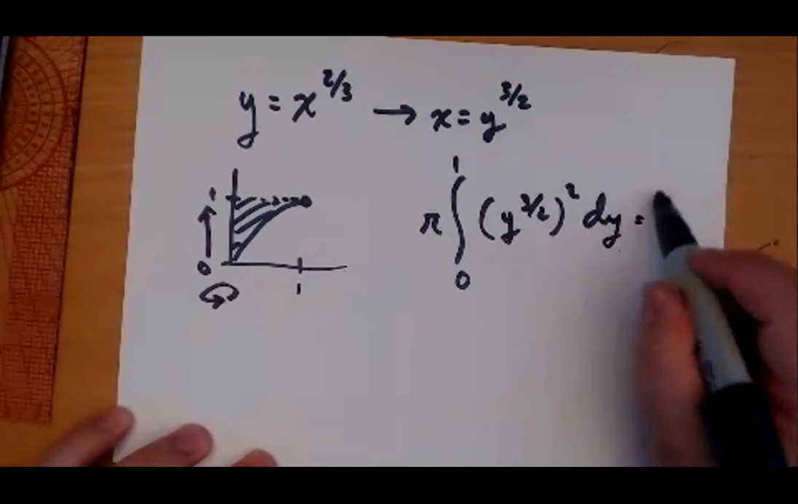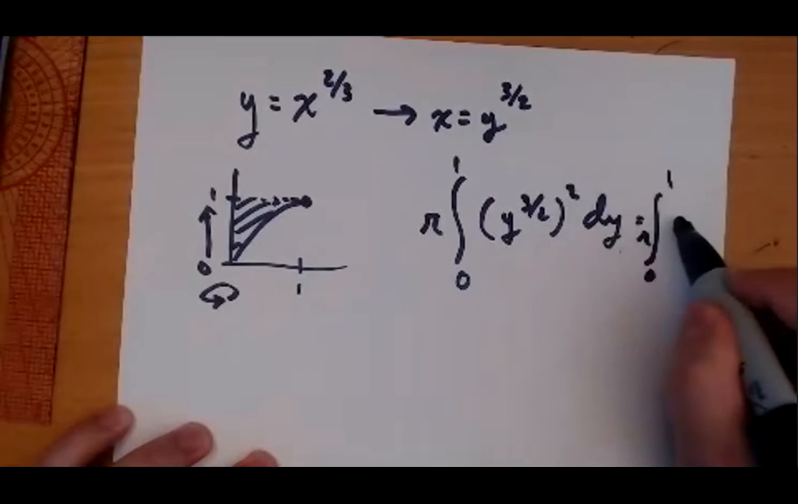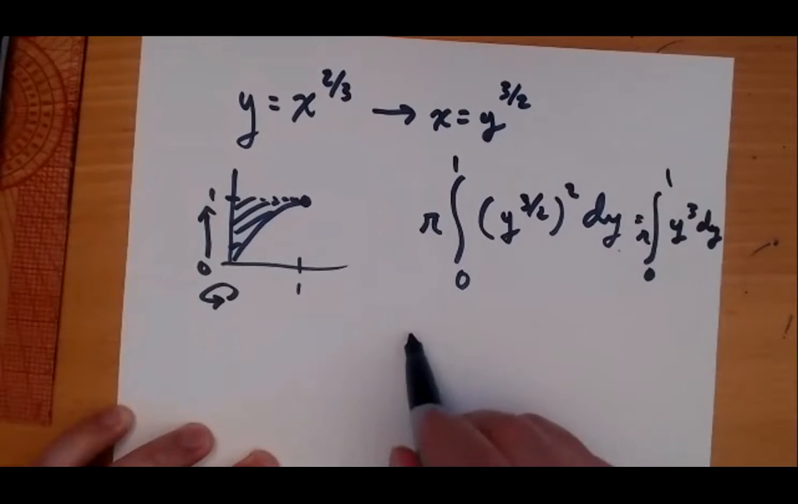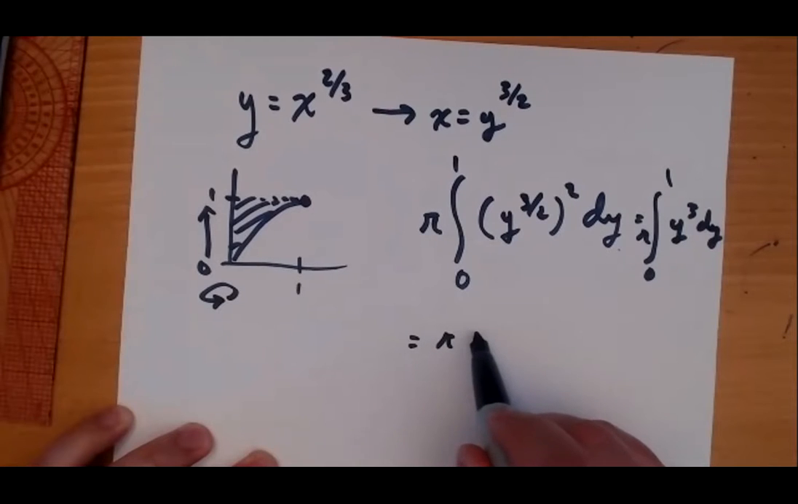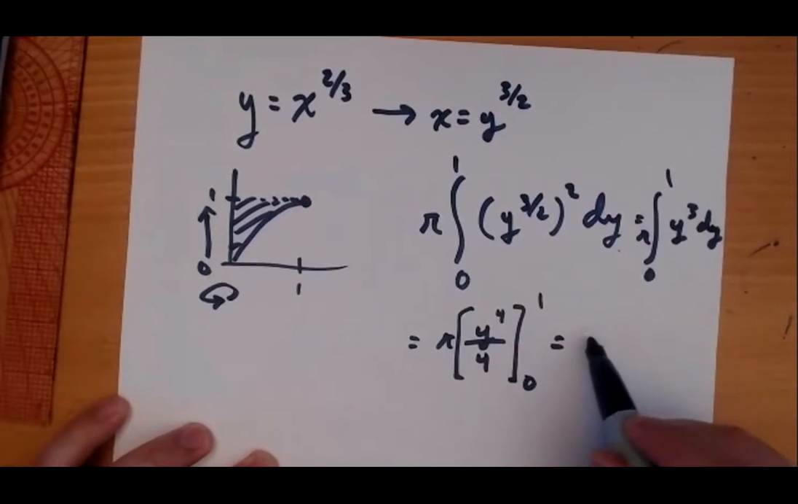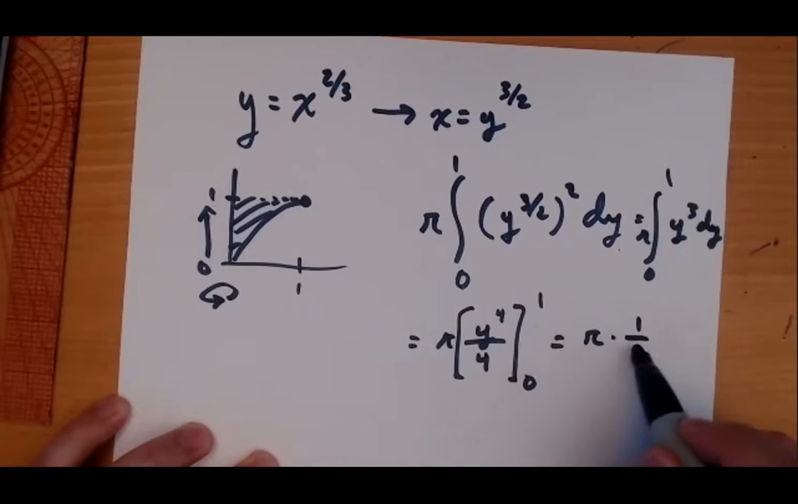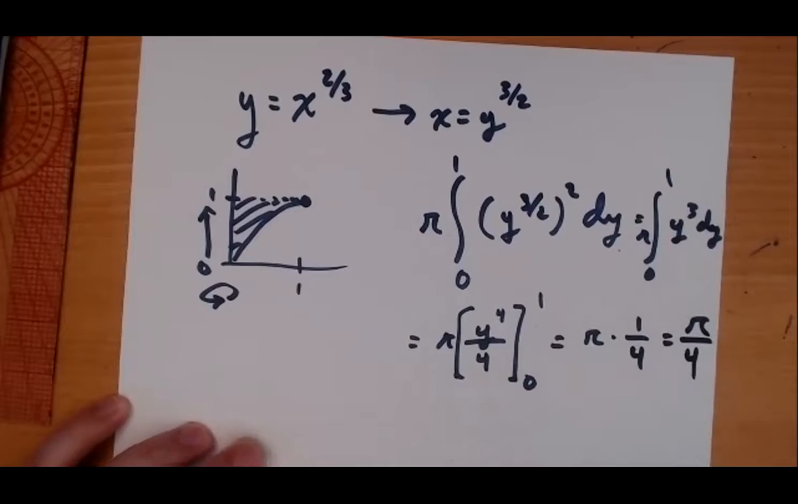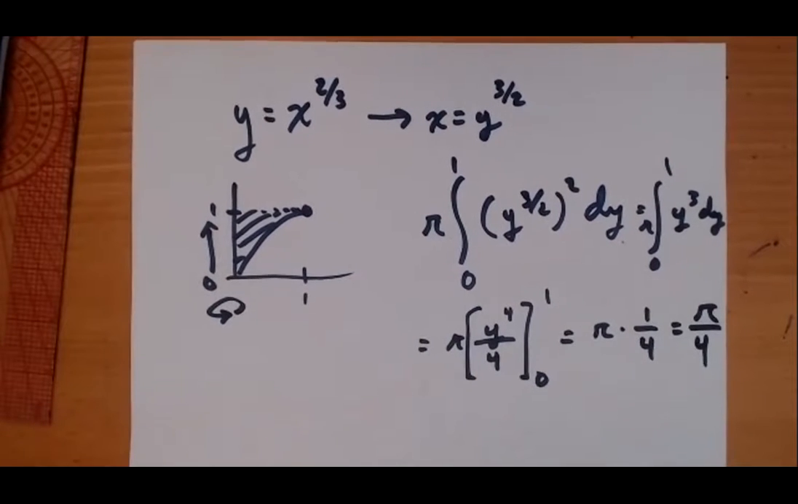And that's just pi y cubed, which is pi y to the 4th over 4 from 0 to 1, which is pi times 1/4, or pi over 4. The thing to remember is that when you're revolving about y, you want to make sure that your integrand is in terms of y, which means solving for x. That's the key when revolving about y. All right.